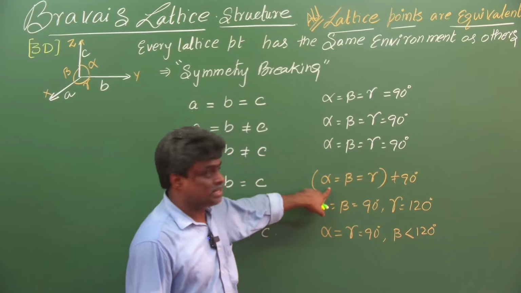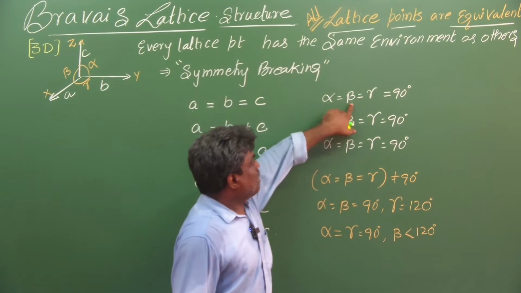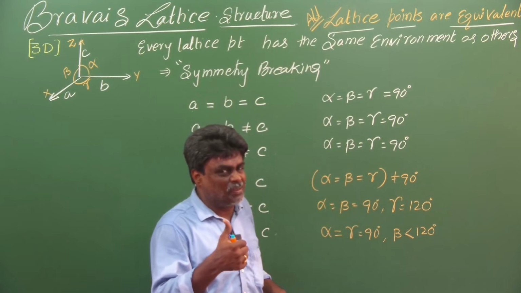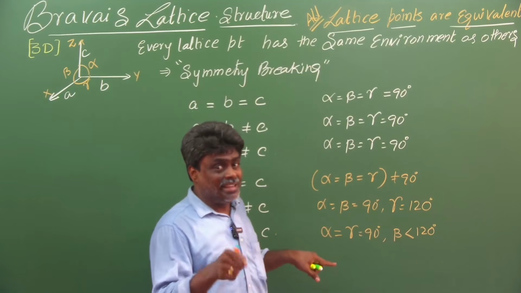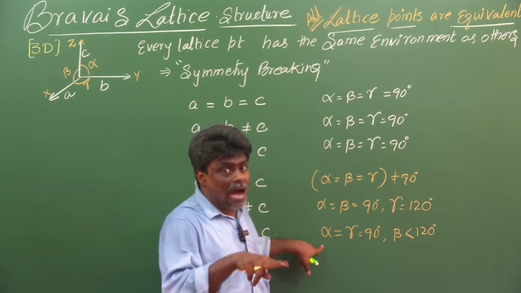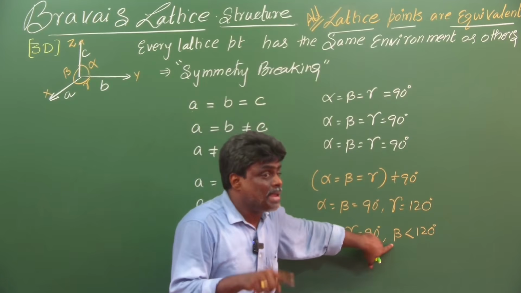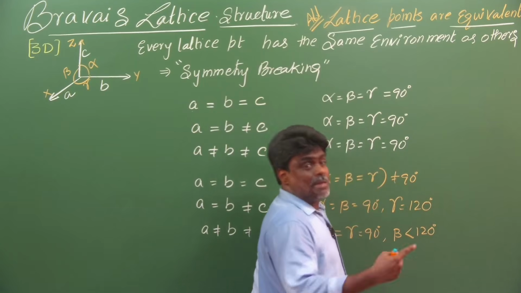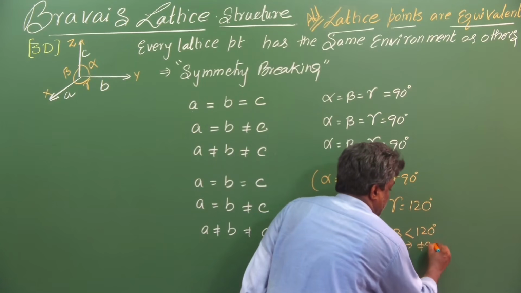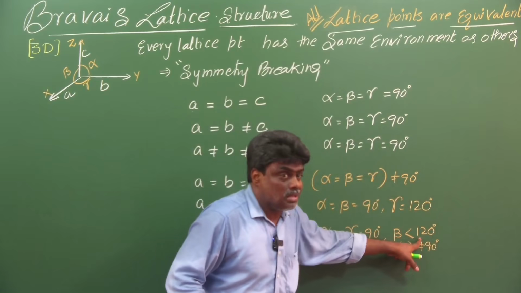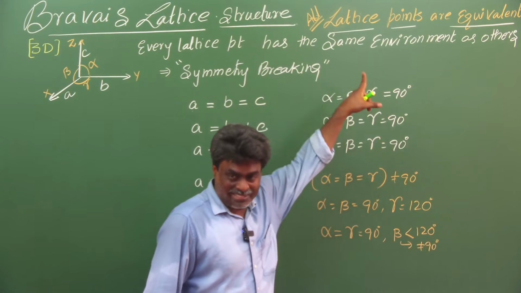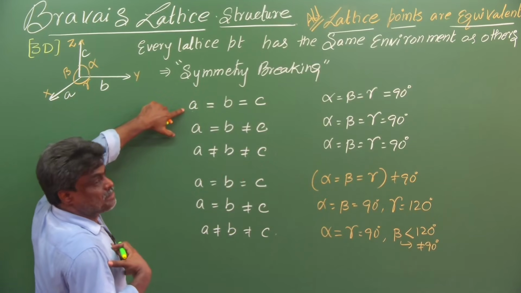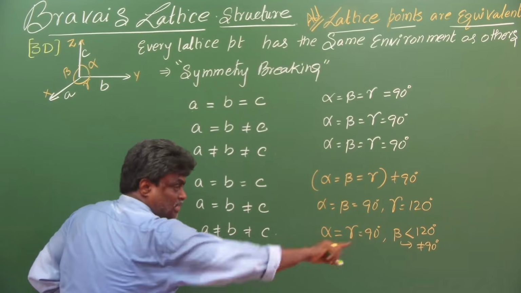I repeat. See, once again angle symmetry breaking. Alpha, beta, gamma all are same. Now we are breaking the first one. Alpha, beta, gamma same but not equal to 90. Next, alpha, beta 90, gamma 120. Next, alpha, gamma, any two angles 90, beta less than 120. Because you said less than 120, it may be 90 now, but it is not equal to. Why? It is less than 120, equal to 90, again symmetry. Understand? That's it. I started with the full symmetry, now I am ending with no symmetry.